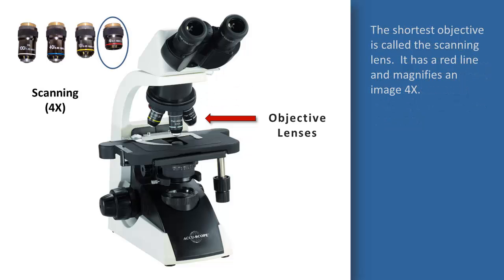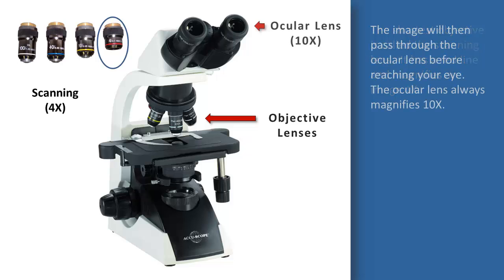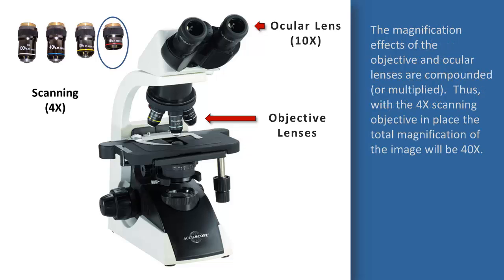The shortest objective is called the scanning lens. It has a red line and magnifies an image 4 times. The image will then pass through the ocular lens before reaching your eye. The ocular lens always magnifies 10 times. The magnification effects of the objective and ocular lenses are compounded or multiplied. Thus, with the 4x scanning objective in place, the total magnification of the image will be 40 times.